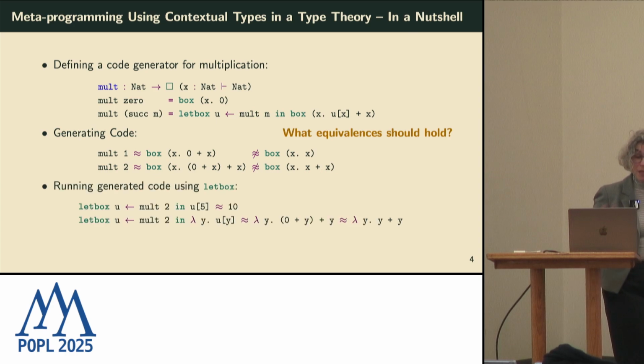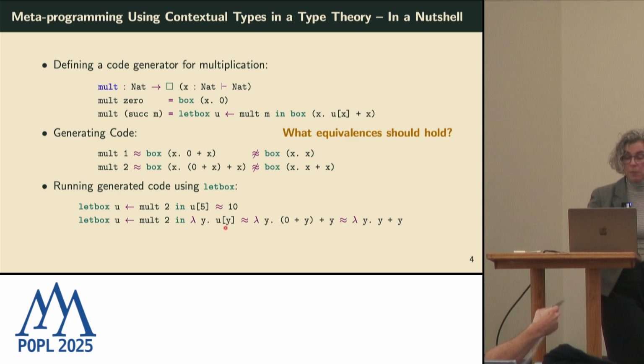So when you run this code, you also have certain equivalences. For example, here you would bind mult of 2 to this expression 0 plus x. You instantiate the x with 5, so you're actually computing 0 plus 5 plus 5, which gives you 10. But you can also use code underneath a binder. That's the second example.